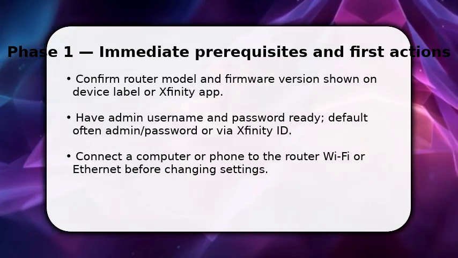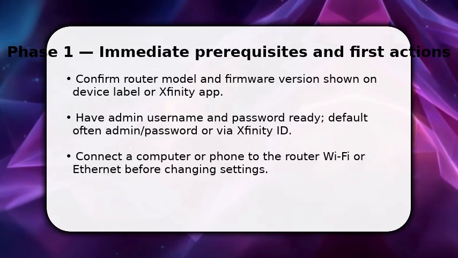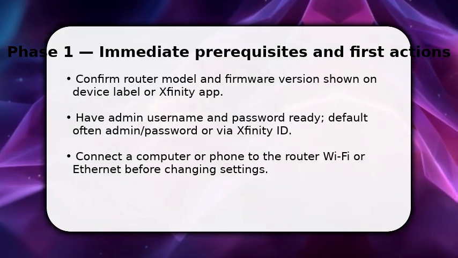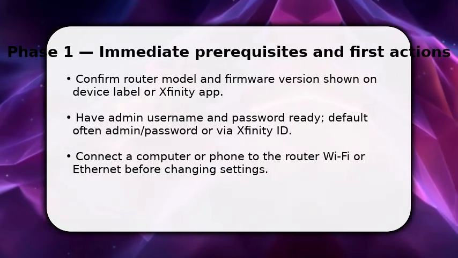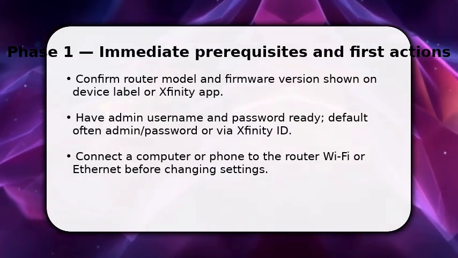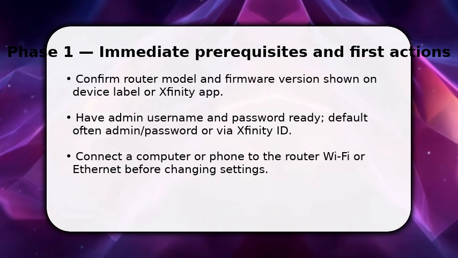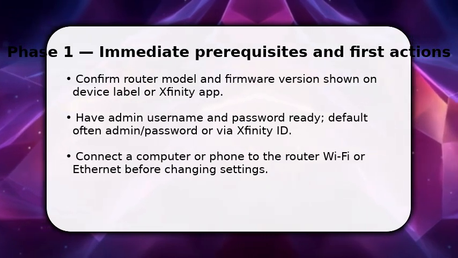Open a browser and go to 10.0.0.1 or use the Xfinity app. Log in with the admin account. This access step matters because you'll need full privileges to disable the 5G wireless band safely.